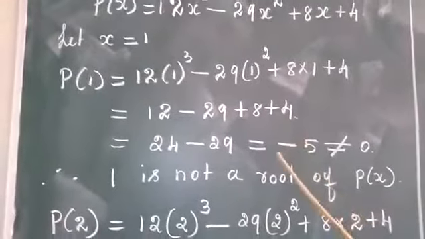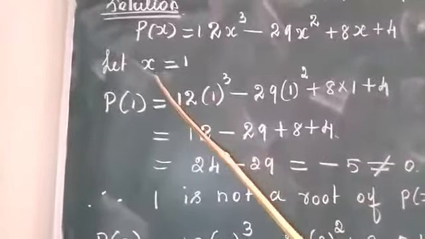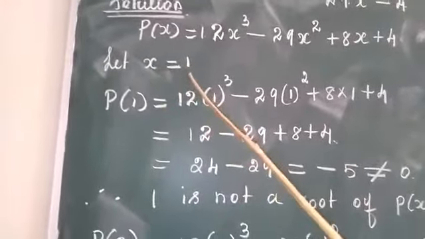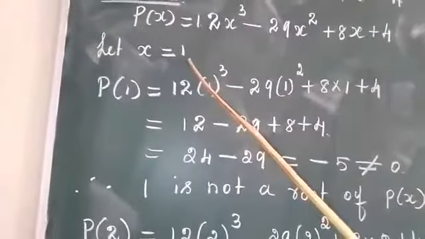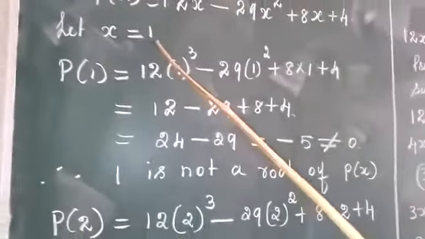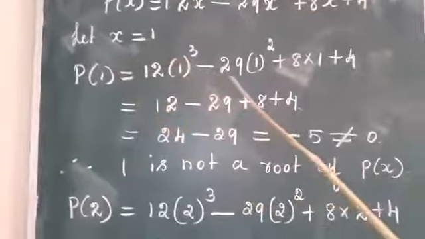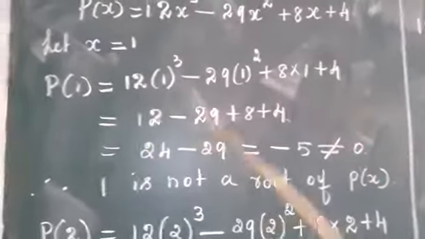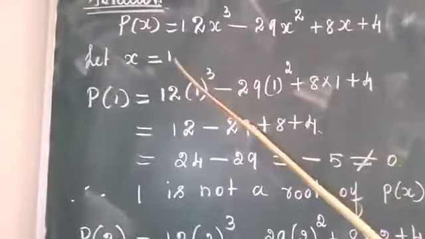If it is 0, then we can say the value we have taken, x equal to 1, can be a root of that particular equation. So let us check whether 1 is a root of this equation. In the place of x in the polynomial, we have to substitute 1.